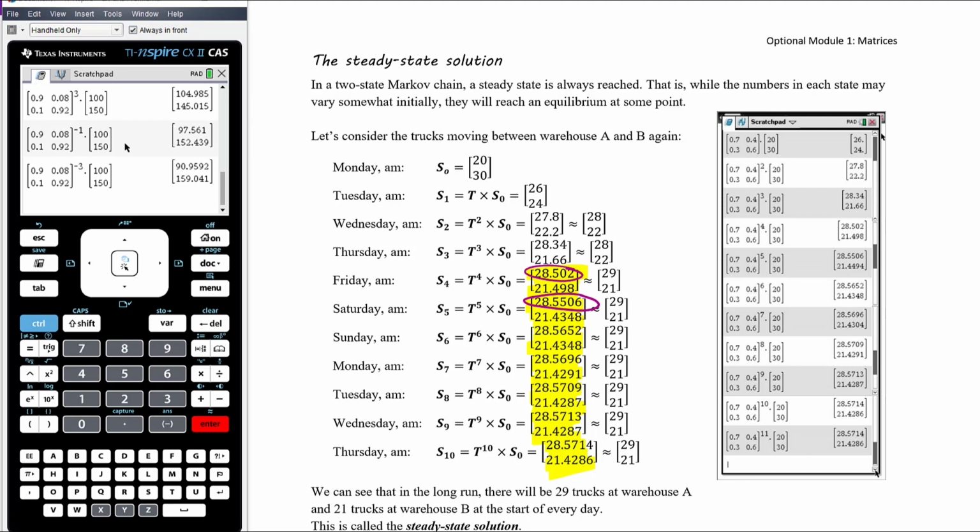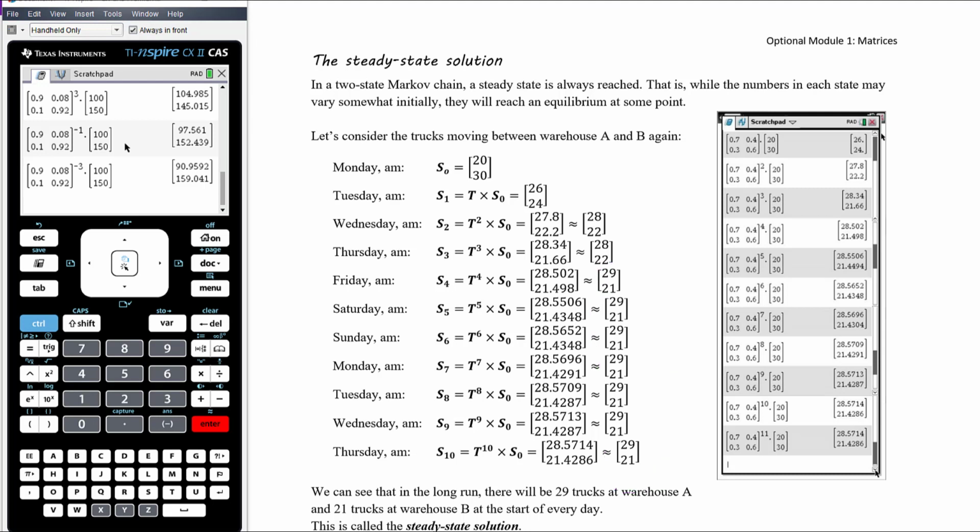However, once we get down to here, this decimal to 4 decimal places is not quite the same, but it's the same to 2 decimal places. This is now the same to 3 decimal places. So ultimately, in practical terms, we've reached a steady state where every day we've still got 29 trucks at warehouse A and 21 trucks at warehouse B.